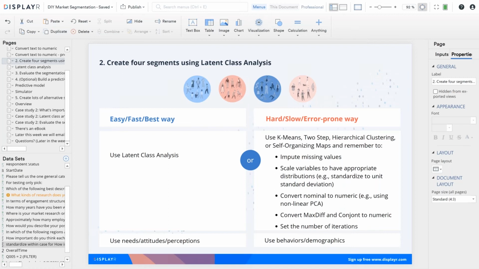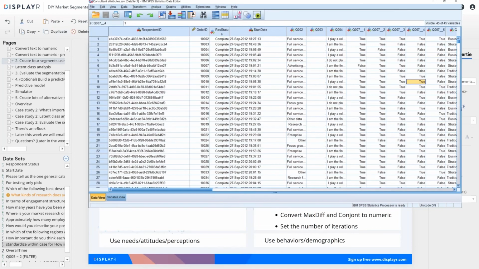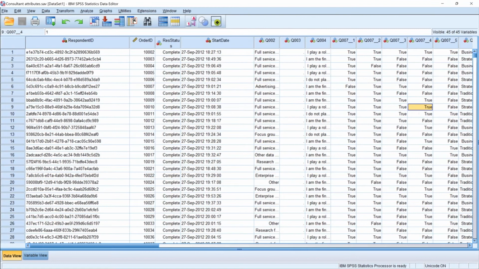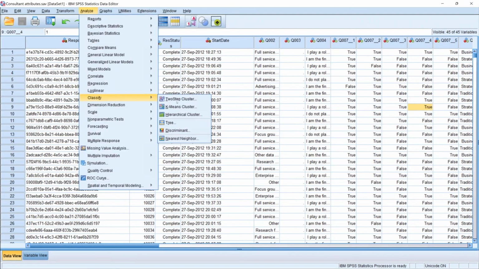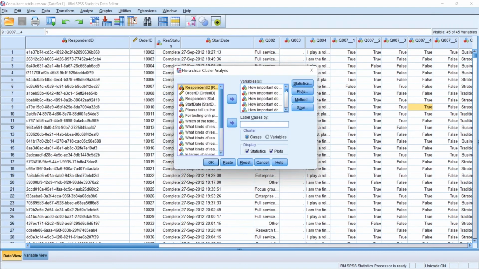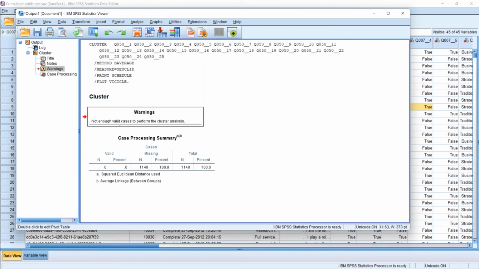I'm going to give you an example. I'm going to do this in SPSS, because most people who love to use cluster analysis also love to use SPSS. We're going to go into the Analyze menu, and we're going to start with Hierarchical cluster analysis. This is that same importance data. Click OK, bang. Nothing. Not enough valid cases to perform the cluster analysis.